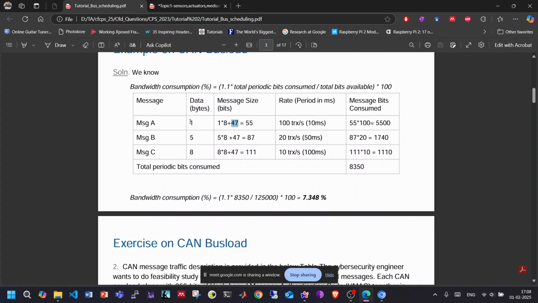Now we know how many bytes we have to carry. From that we can compute the number of bits. Now we know there are 47 more bits, so we know how many bits each message will be. Now we know from their periodicities how many times in a second they will be transmitted. Now we can compute how many bits will be transmitted in a second, and we can add them, right? This computation makes sense?